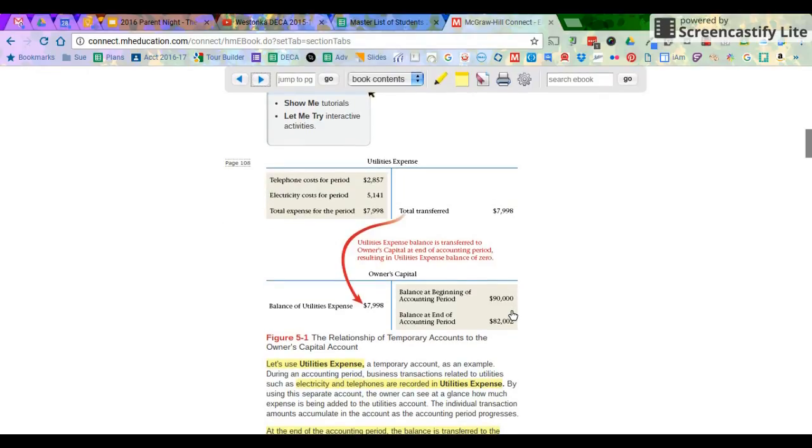Here's an example of utilities expense. You can see in the T account we had telephone expense and electricity, and so we had almost $8,000 in expenses. Okay, sorry, little interruption there. So we have this $8,000 in utilities expense. And as we know, expense decreases capital. A decrease on capital is on the debit side. So it makes sense that an expense would always have a debit balance, because when we transfer it, we're going to put it on the debit side of capital in order to decrease capital.